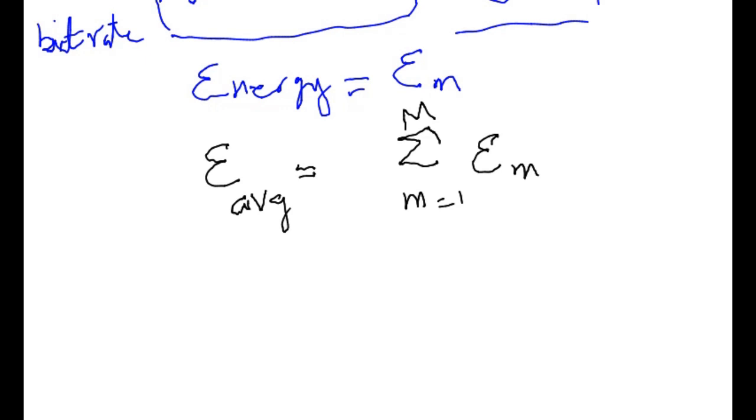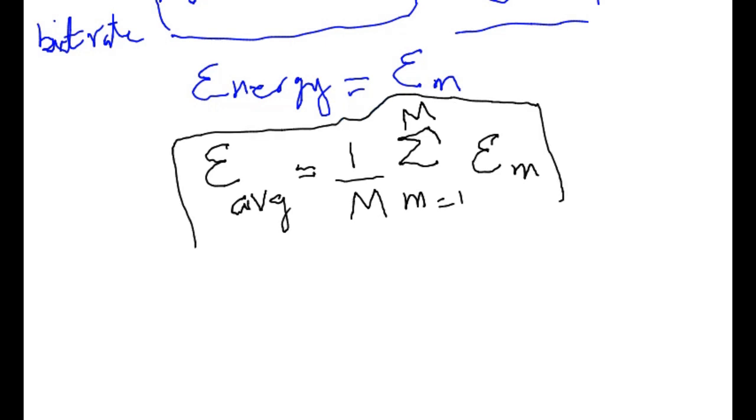So the sum of the energies of all these symbols divided by M would give us the average symbol energy. This is the average symbol energy for any modulation scheme. We usually say that we have an M-ary modulation scheme, and we can compute this average energy. Here we will see it shortly with the help of an example for pulse amplitude modulation.